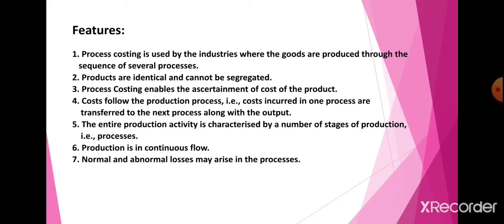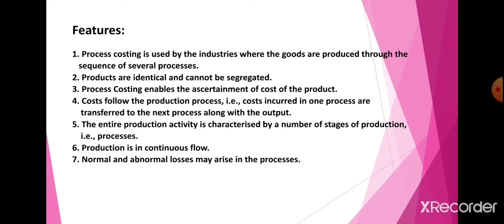Second is products are identical and cannot be segregated. Under process costing, units of production are uniform and homogeneous. As a result, unit cost of a process is obtained by averaging the total cost of each process. Third is process costing enables the ascertainment of cost of the product. It is achieved through every stage of manufacture. Costs are ascertained for each process at the end of the cost period.